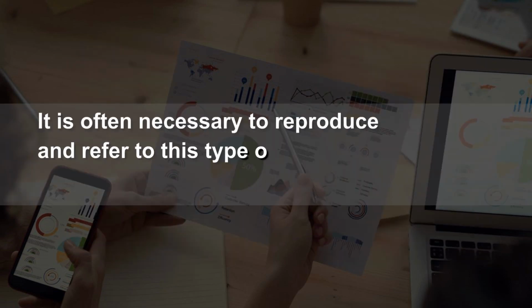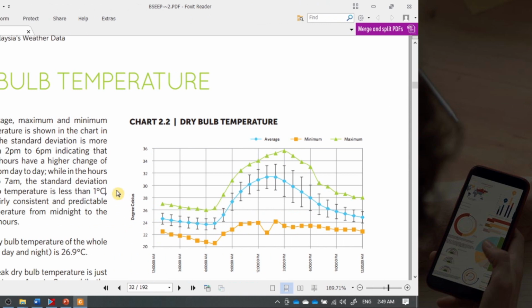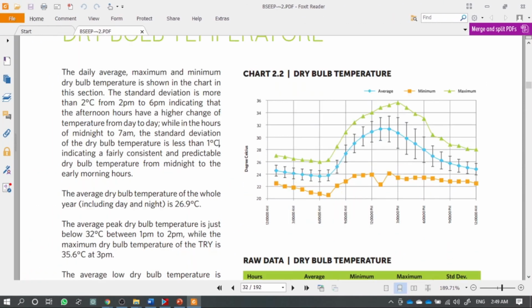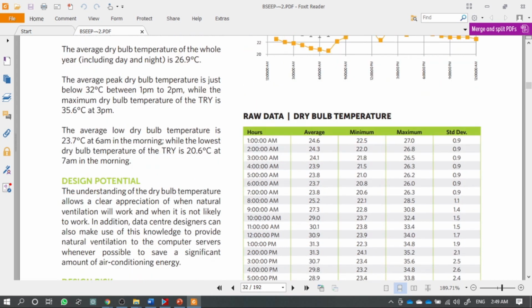However, it is often necessary to reproduce and refer to this type of information in words as part of a report or written assignment. If you include a graph, chart or table in your writing, you must explain very clearly what the data in it means and why it is relevant to your report or assignment.